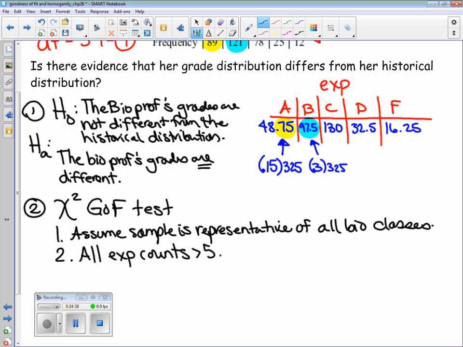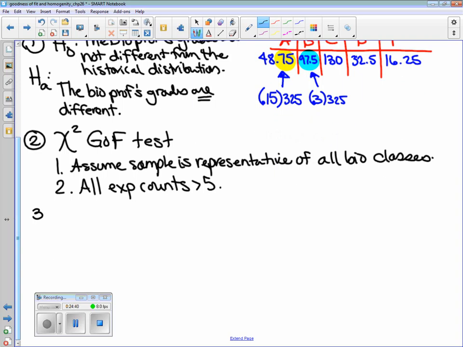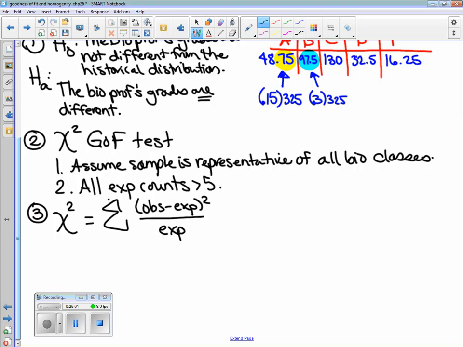All right, so step 3 then is our chi-squared test statistic. And we have a formula for it. Just to remind you, it is the sum, let me write the symbol for sum. It is the sum of the observed minus the expected squared divided by the expected. Okay?